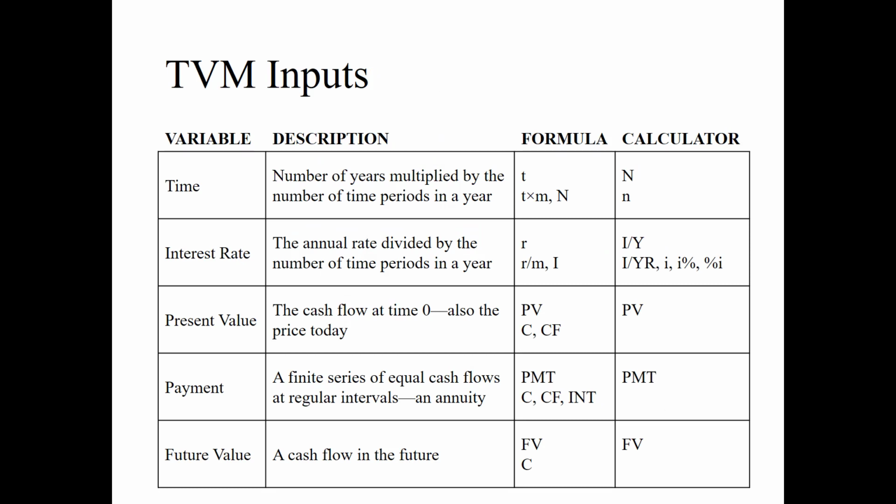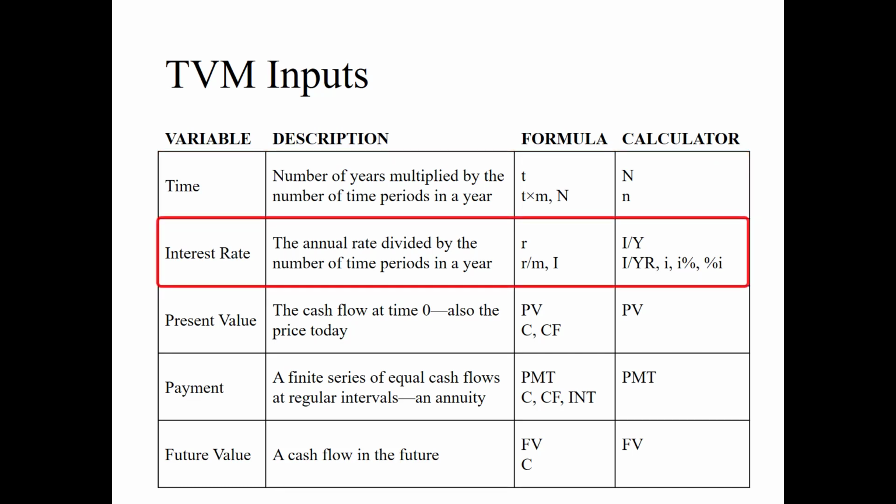So our time value of money inputs. Our time is going to be the number of years multiplied by the number of time periods in a year. So for example, if we have interest that we earn per month for 10 years, we would take 12 times 10 to get 120 time periods. In our formula, it's going to be denoted by T. Sometimes it's T times M or N. And on our calculator, it's usually an N.